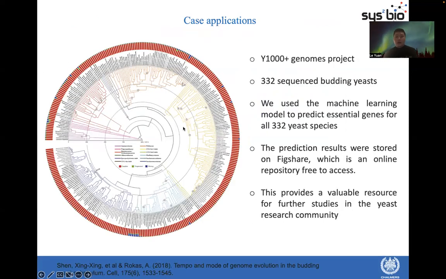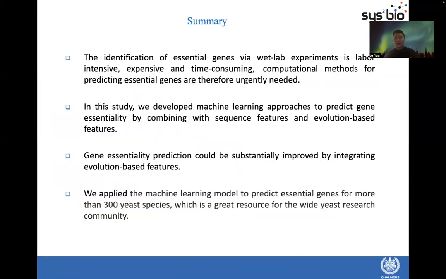Okay, and then when talking about the case applications, we applied the machine learning model to predict essential genes for all 332 yeast species, which is reported in another paper. In that paper, they reported 332 sequenced budding yeasts. And the prediction results were stored on Figshare, which is an online repository free to access. So this provides a valuable resource for further studies in the yeast research community.